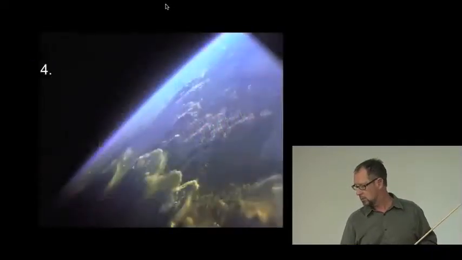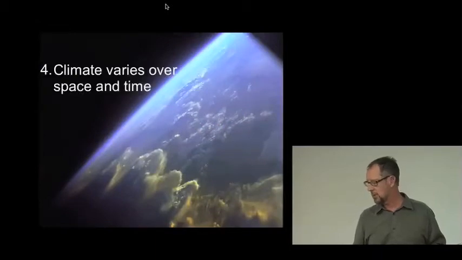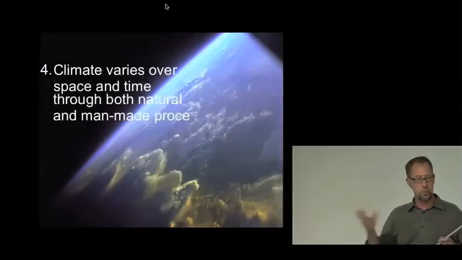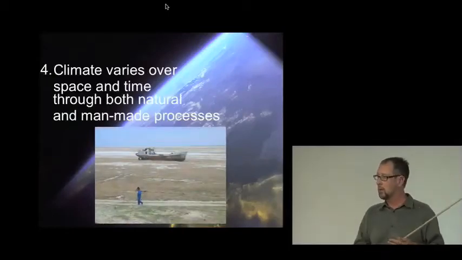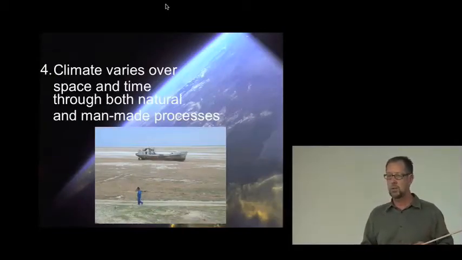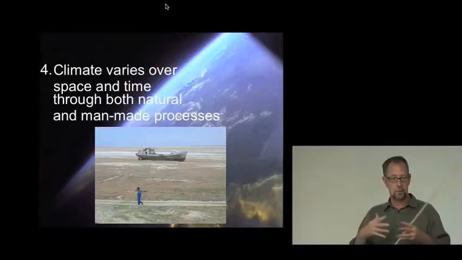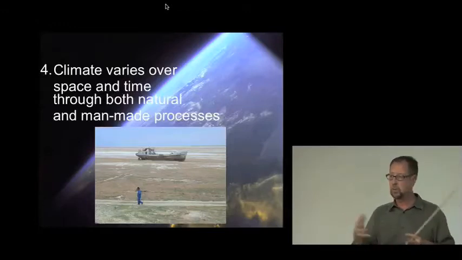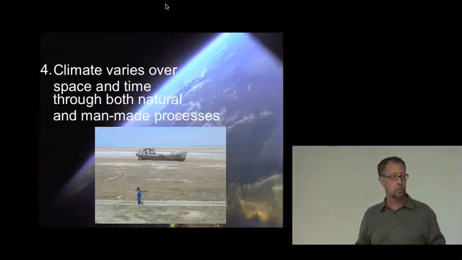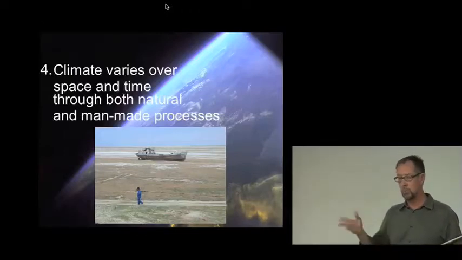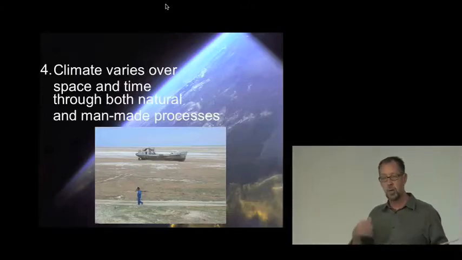The fourth essential principle is that climate varies over space and time. As I'm sure you've already seen, a lot of these essential principles overlap. At times it's important to go through in a linear fashion, but also there are a lot of linkages that can be made between these essential principles, particularly when we start to bring in the human dimension here.